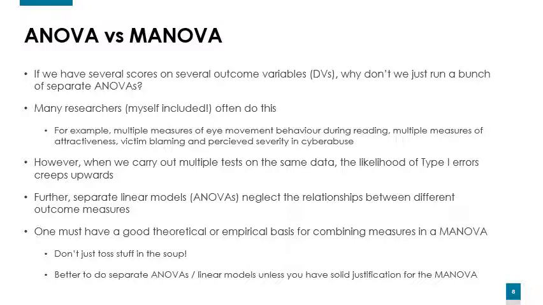However, that is not to say that we can just simply go fishing and say, right, I'm going to run a MANOVA because I've got all these different outcomes. You have to have a good theoretical or empirical basis for combining these different outcomes, these different dependent variables, in a MANOVA. Don't just fling everything into the soup. So in some cases, it actually is better to do these separate ANOVAs, these separate linear models, unless you have a really solid justification for performing the MANOVA.